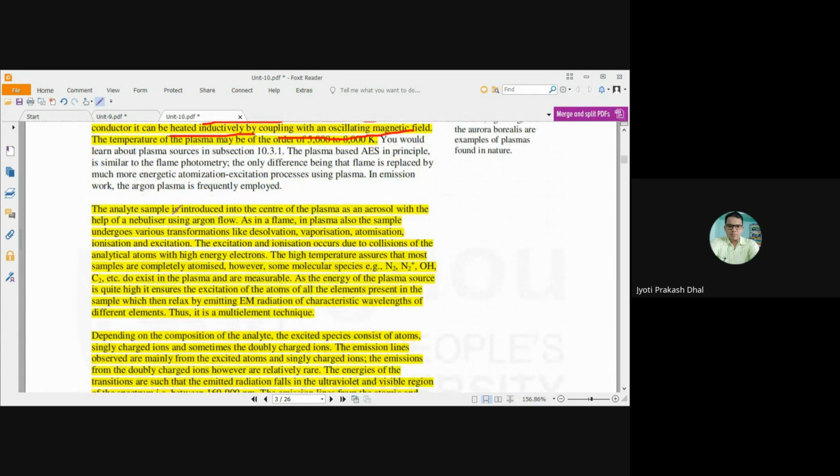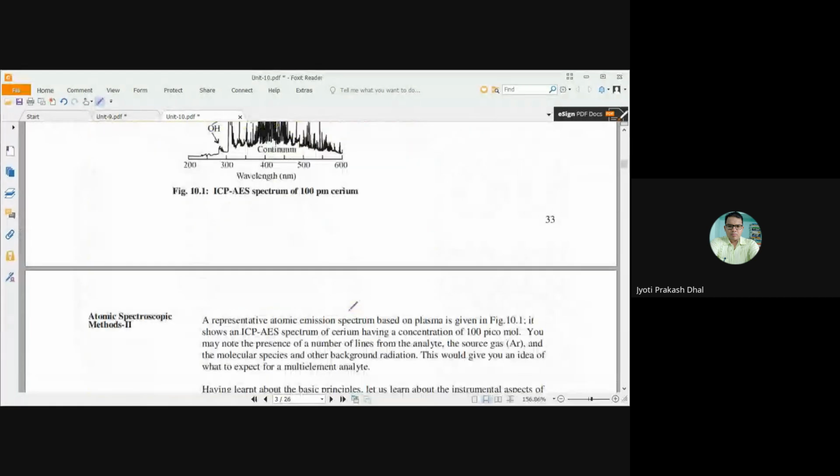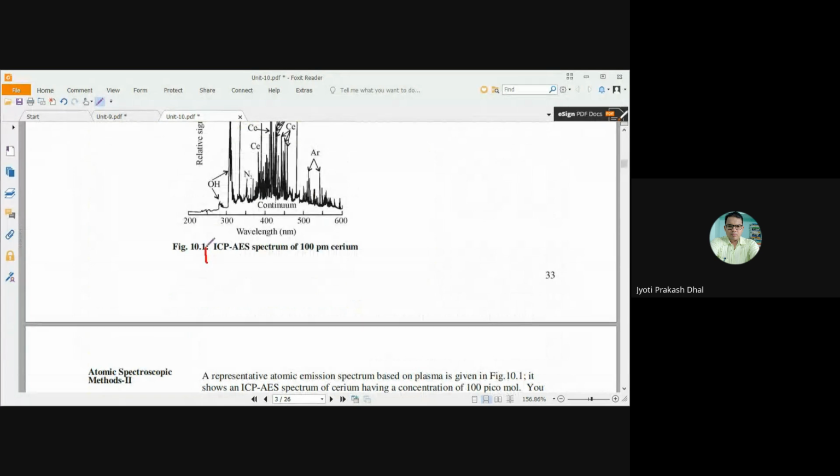Here the analyte sample is introduced into the center of the plasma as an aerosol with the help of a nebulizer using argon flow, and after that the atoms present in the analyte undergo atomization and excitation. The electrons from the ground state are excited into a higher state, and after that they will show emission spectra. This is the graph of the ICP-AES spectrum of 10 ppm of cerium.